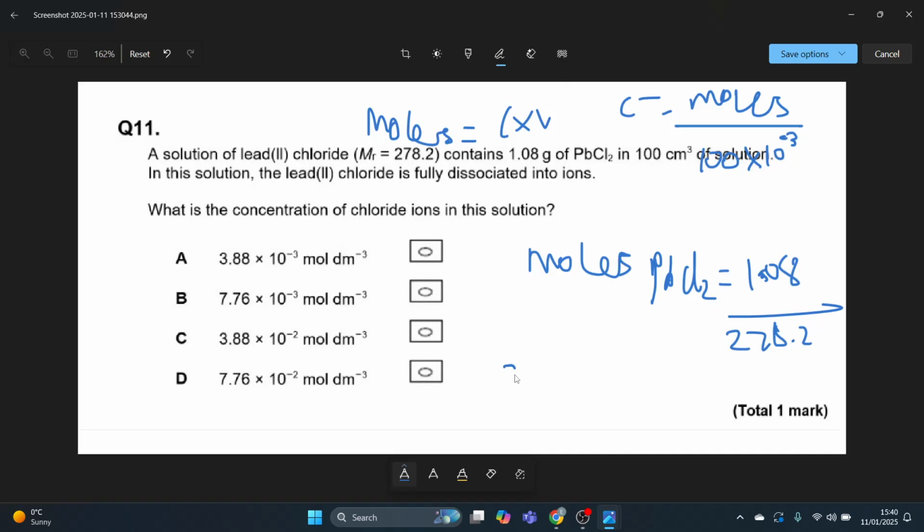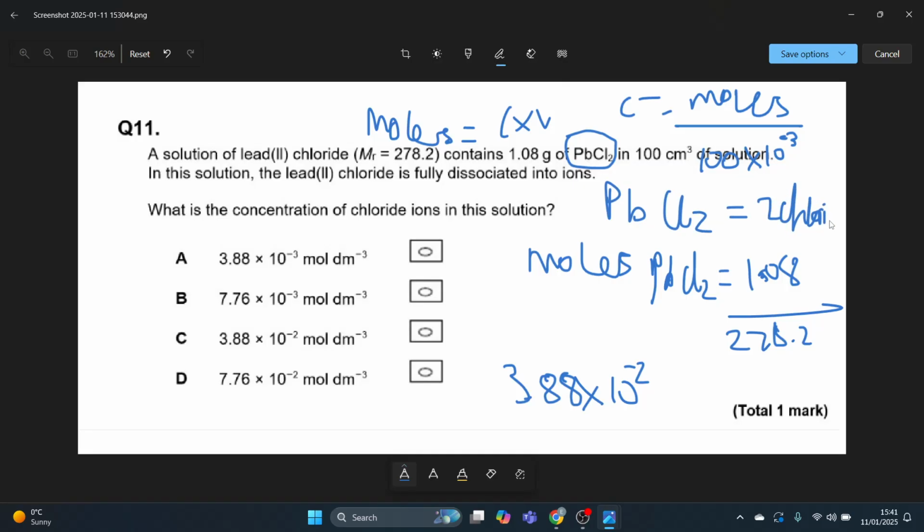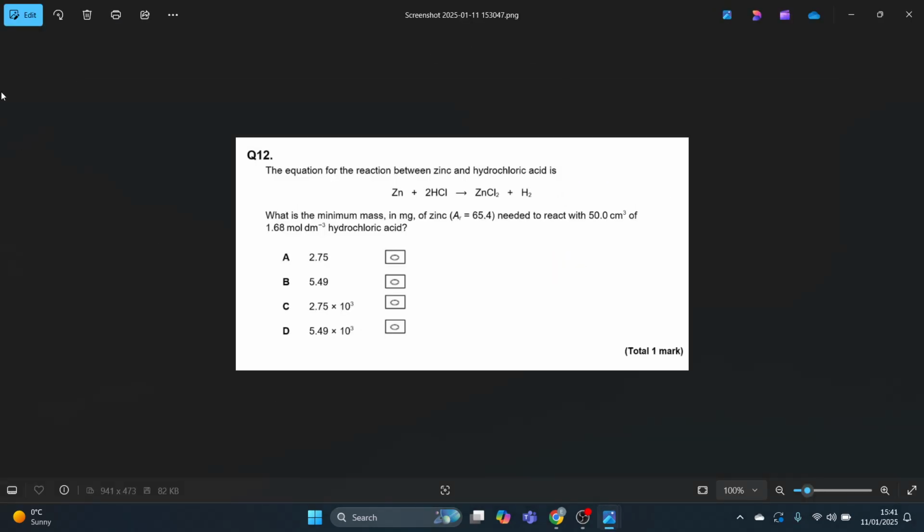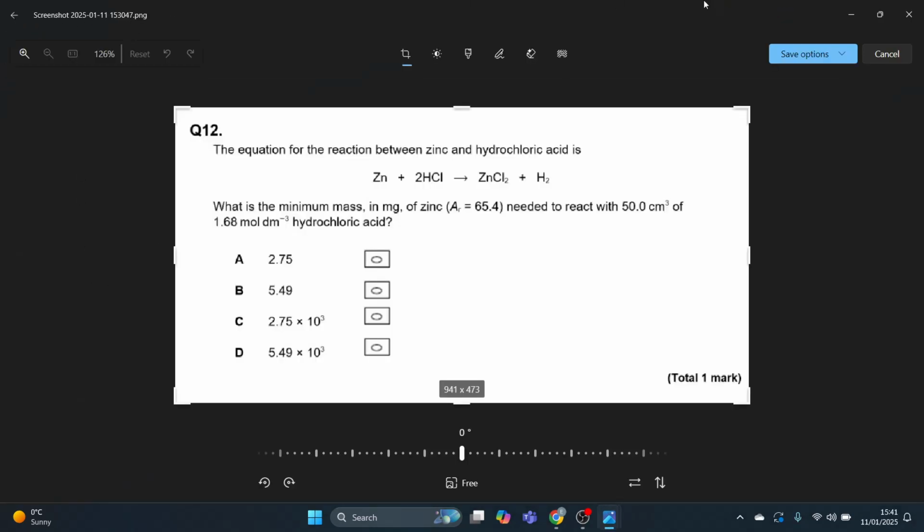I get 3.88 times by 10 to the power minus 2. But look at the formula. PbCl2. I've got 2 chloride ions. So I need to times my answer by 2. If I times my answer by 2, 7.76 times by 10 to the power minus 2. Yeah. That final trick probably catches more students off. That's why they probably include it.